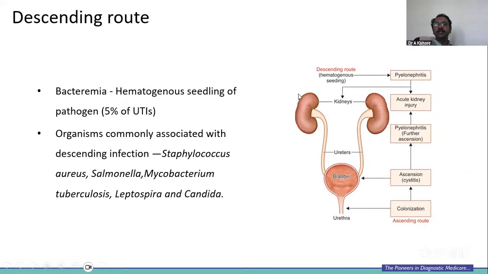The second one is the descending route, where infection is present somewhere else, enters the blood causing bacteremia, and through the blood enters the kidneys mainly. That is hematogenous spread, hematogenous seeding of the pathogens into the kidneys. 5% of urinary tract infections are due to the descending route. Organisms commonly associated with this descending kind of infection are Staphylococcus aureus, Salmonella, rarely Mycobacterium tuberculosis, Leptospira, and Candida.